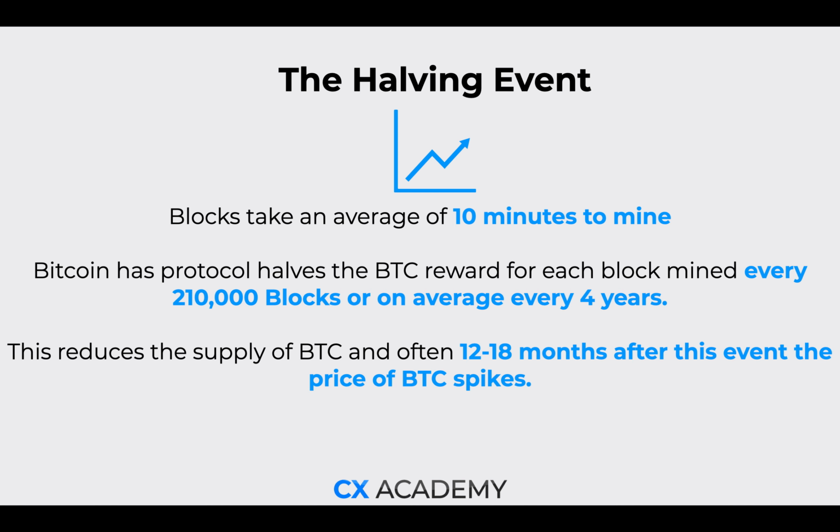Now, because this reduces the supply of Bitcoin into circulation, often, okay, on average, if history repeats itself, around 12 to 18 months after this event, the price of Bitcoin reaches new record all-time highs. It spikes, okay? And this is the cycle of Bitcoin, the 4-year cycle, okay? Very, very important in terms of investing to know where you are on this cycle.